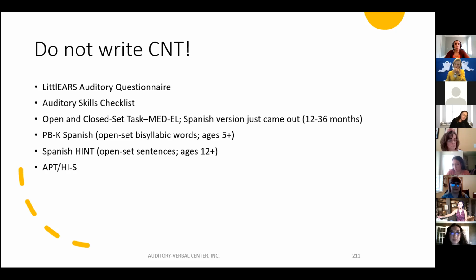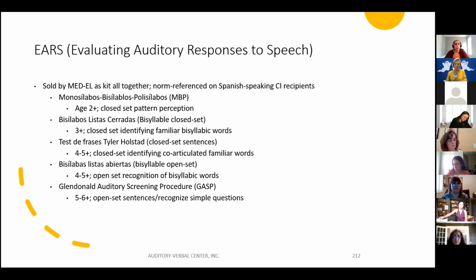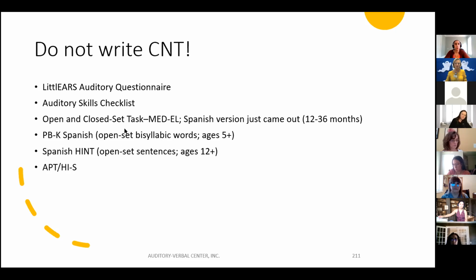Here's some of them. Ones that I've given in clinic, I've done a lot with the open and closed set task. It was released, I think, last year, and you can use it with children as young as 12 months. I've never had a child younger than like 18, 20 months actually be able to do it, but there are scores for children as young as 12 months. They point to pictures, but also have to repeat words back, and I found that to be a good one.